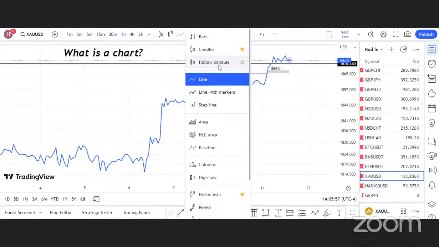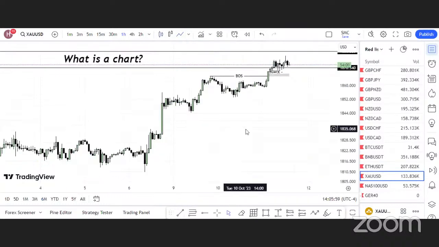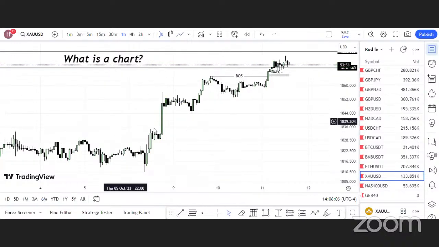Then we have the candlestick chart. This is the most popular chart we have.